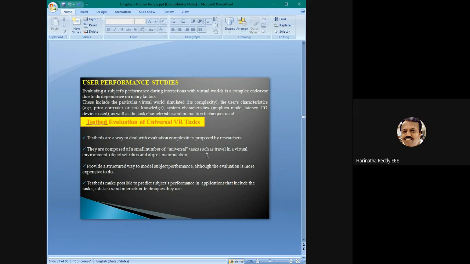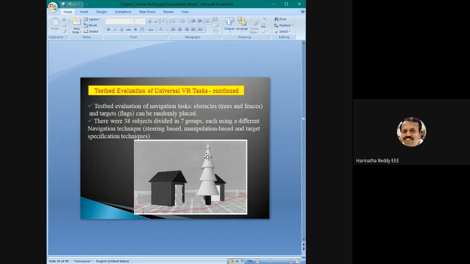So a test bed evaluation always consists of, or is composed of, a small number of universal tasks such as travel in the virtual environment, object selection, and object manipulation. If you take a test bed evaluation in virtual reality as one example, let us consider a travel. Let us assume this is one example where I have considered a small circle here, and I need to travel from here to the other end.